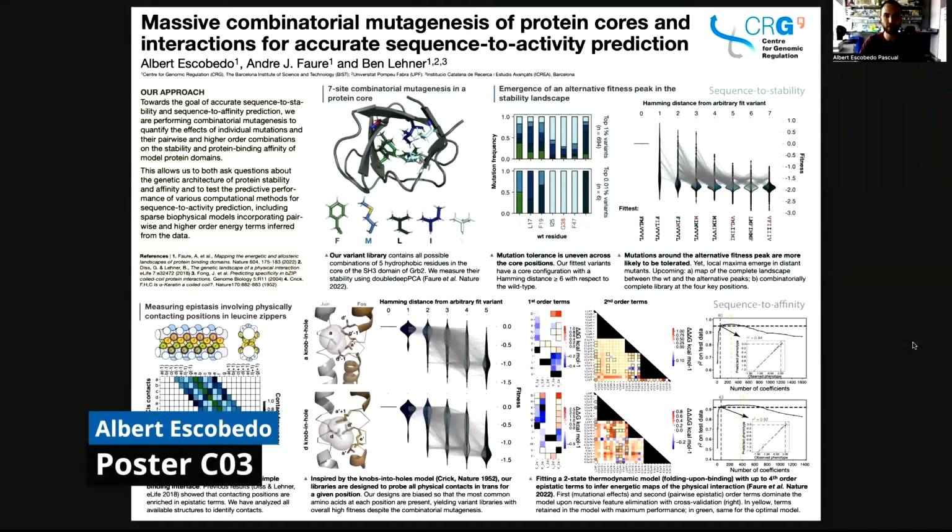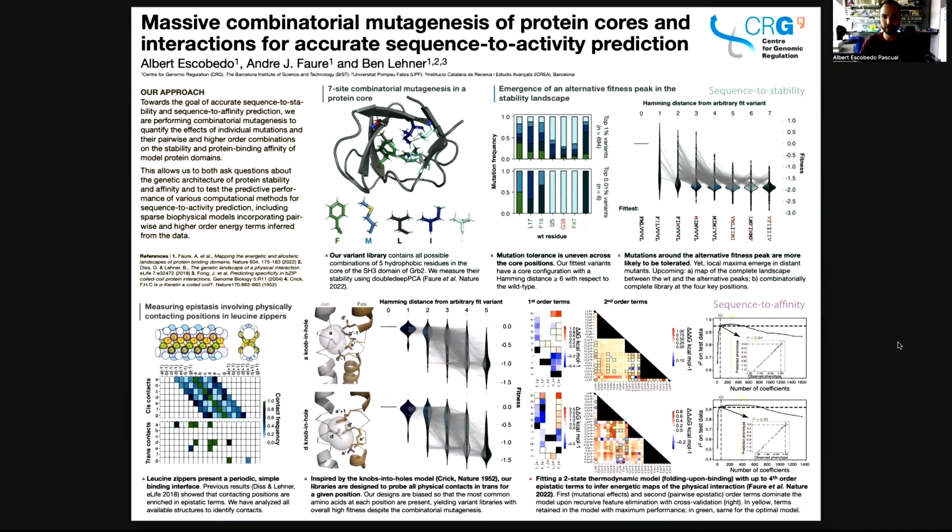Hi, my name is Alberto Escobedo, and I'm a postdoc in Ben Lehner's lab at the CRG in Barcelona. The main goal of my postdoc project is to build accurate predictors of protein activity from sequence information alone. To do that, we measure comprehensive maps of the energetics of the interactions taking place in protein cores to build protein stability predictors, and in binding interfaces to build binding affinity predictors. In the first part of the project, we are combinatorially mutagenizing protein cores, in this case, the SH3 domain of the GRB2 protein, where we have found an alternative core configuration, which is 7 mutations apart from the wild type.